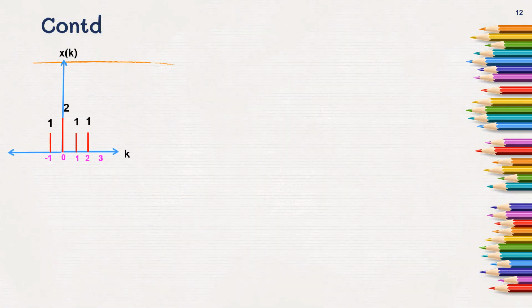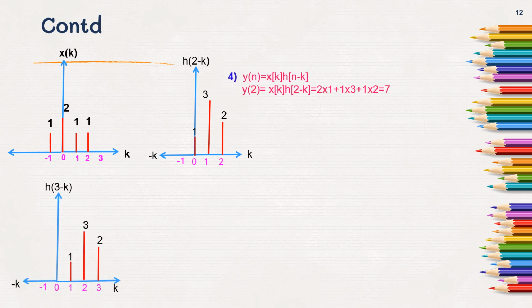In the same way, you have to proceed for h of 2 minus k, right? And we are proceeding for h of 3 minus k, right? See here, in the case of h of 2 minus k, where will be the overlap? Overlap is at 0, 1 and 2. In the case of h of 3 minus k, you have to look into these two diagrams. Overlap is at only 1 and 2, right?